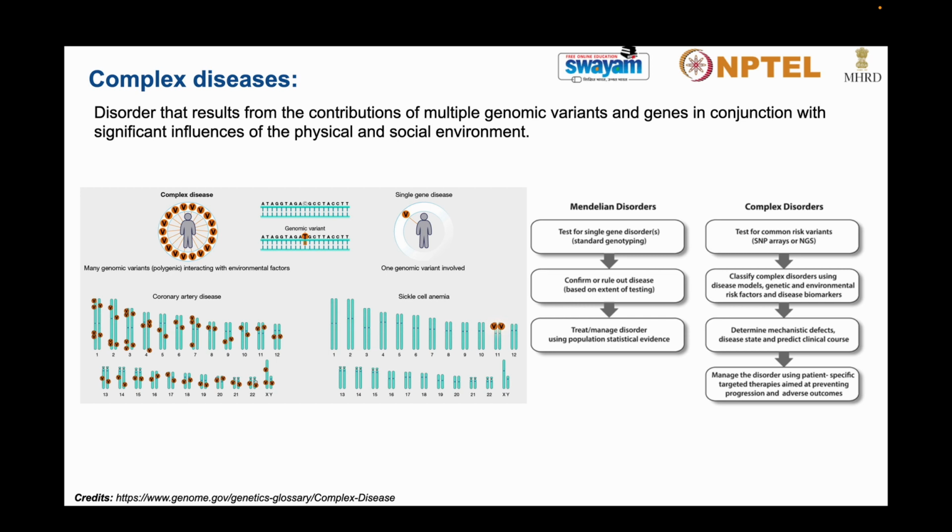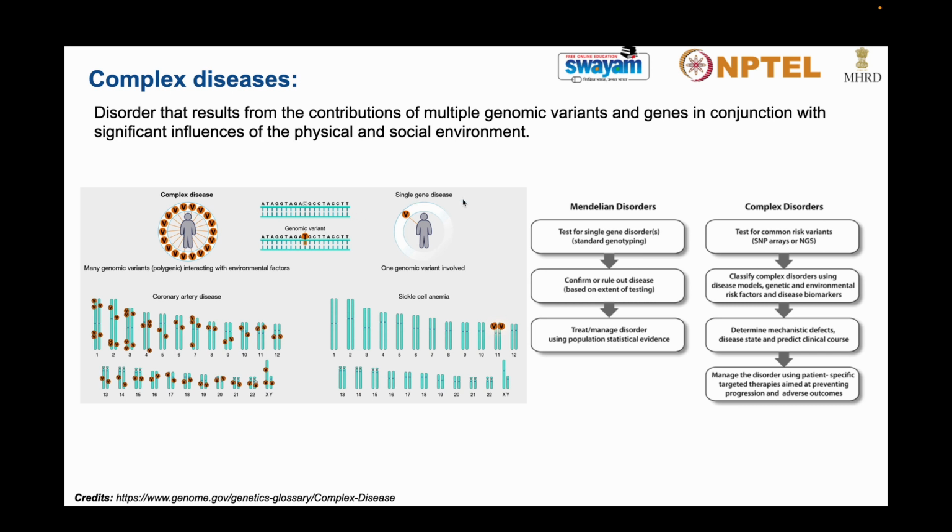Now we were discussing these methods where we identify disease genes, where we were targeting the sequence and identifying the mutation. So what happens if a particular disease is not caused by just one gene or two genes, but multiple genes? There could be multiple sites that are causing that disease. Such diseases are complex diseases. They are defined as disorders that result from the contributions of multiple genomic variants and genes in conjunction with the significant influences of the physical and social environment.